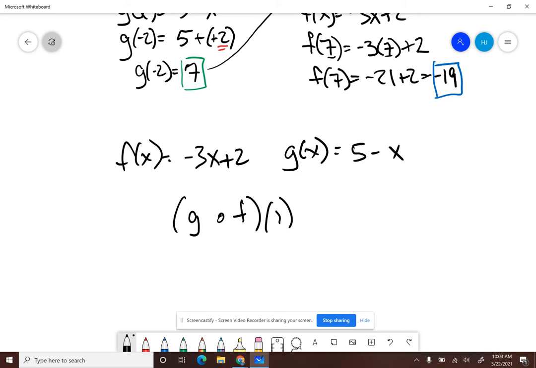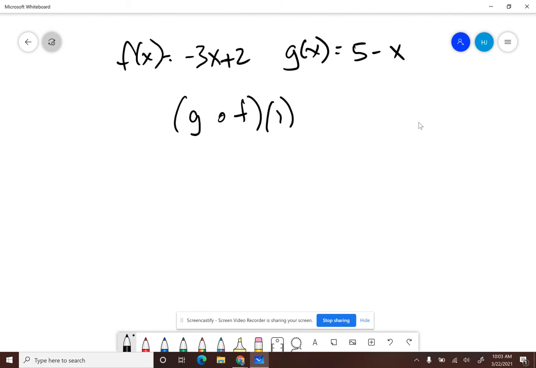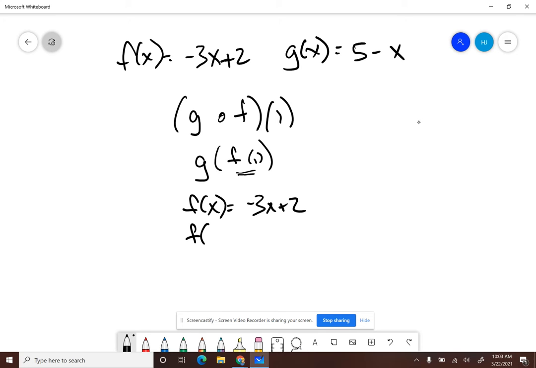Okay, so again, the first thing I'm going to do always is rewrite my function. So I'm going to rewrite it as g of f of 1 and just close my parenthesis. And again, I'm always working from the inside out. So with this, I'm going to do the f function first. So let's do f of x equals -3x plus 2. Instead of an x, I'm going to put in a 1. Let me color that. That'll make it a little bit more clear what I'm actually doing here.